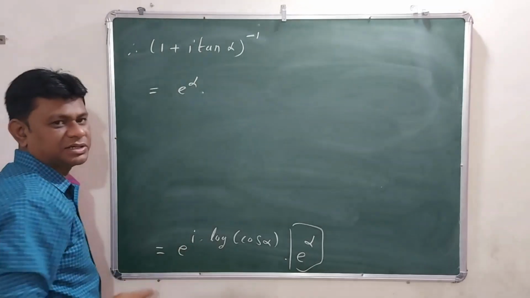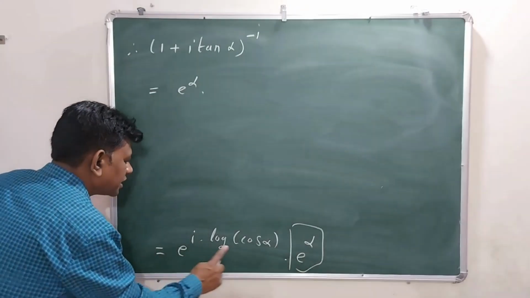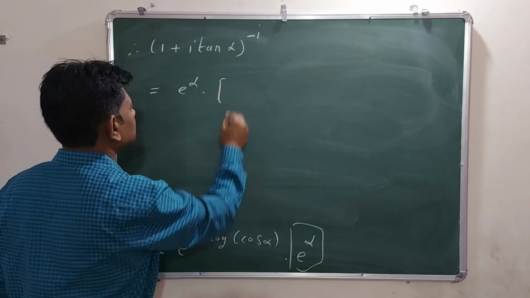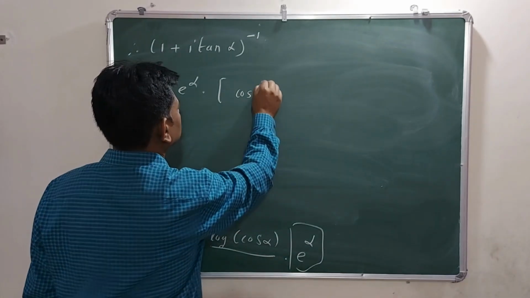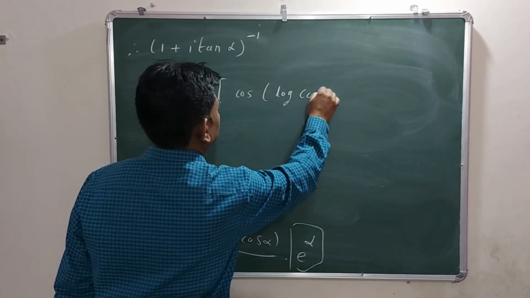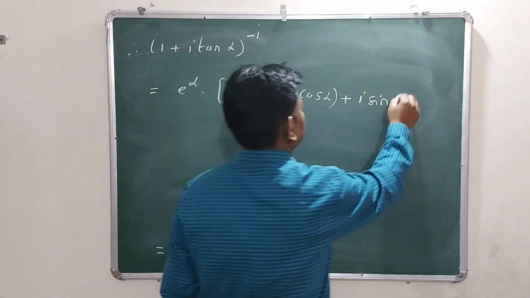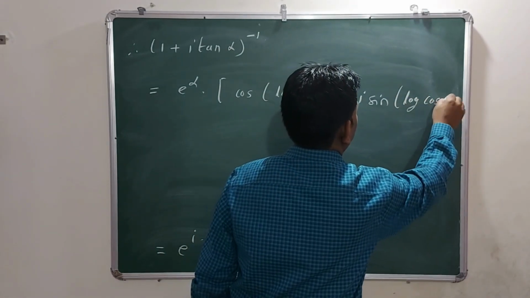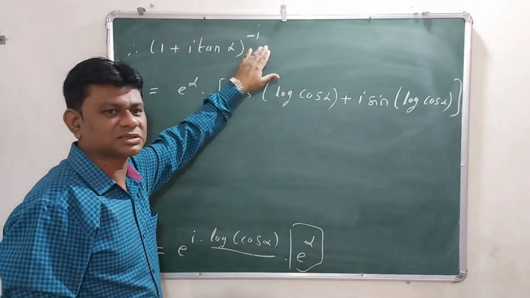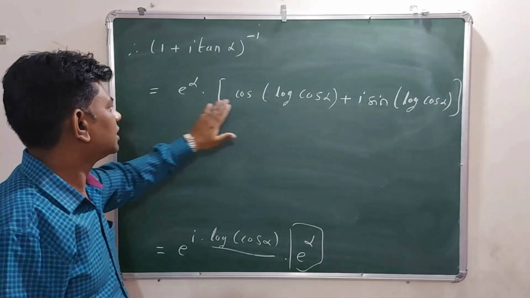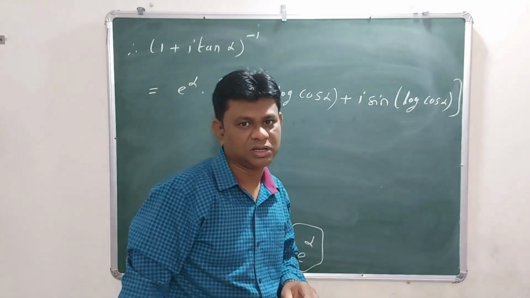Again, e to the power alpha as it is, and e to the power i theta is cos theta plus i sin theta. So e to the power i times log cos alpha is cos theta, where theta is log of cos alpha, so cos of log cos alpha plus i sin theta, again where theta is log of cos alpha. And therefore 1 plus i tan alpha to the power minus i is equal to e to the power alpha times cos of log cos alpha plus i times sin of log cos alpha.